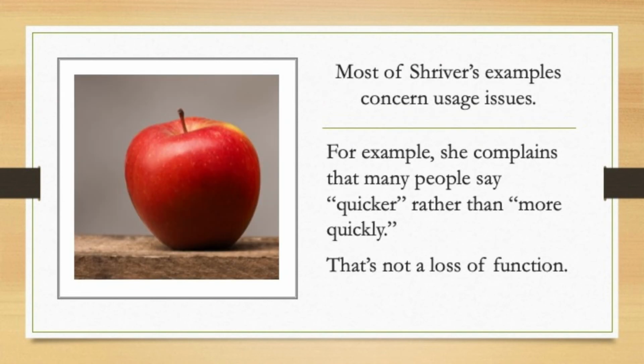Most of Lionel Shriver's decay examples concern usage issues rather than grammatical tools. In other words, they're parts of English that can change. For example, she complains that many people say "quicker" rather than "more quickly." But that's not a loss of function. By the way, I've published a rebuttal to Shriver's article in the online Writers Guild magazine. You'll find a link under this video.